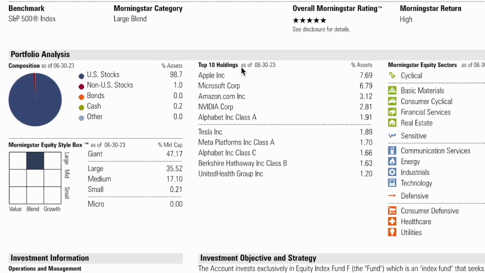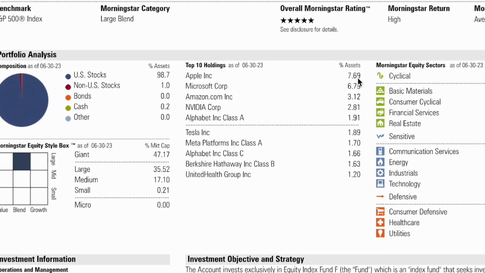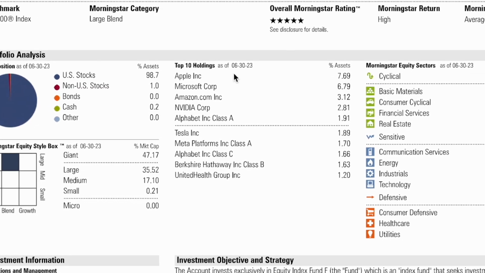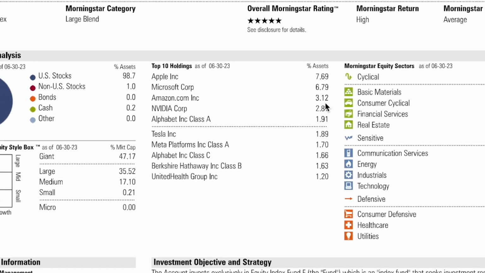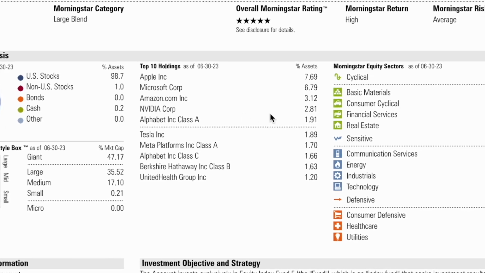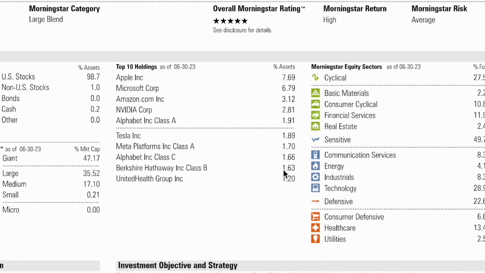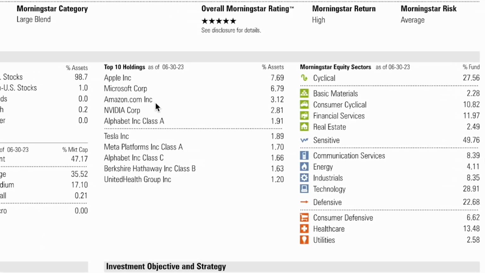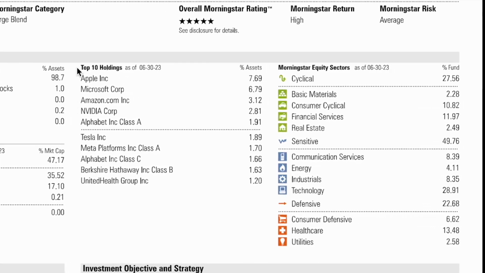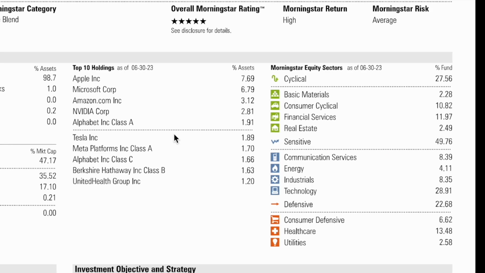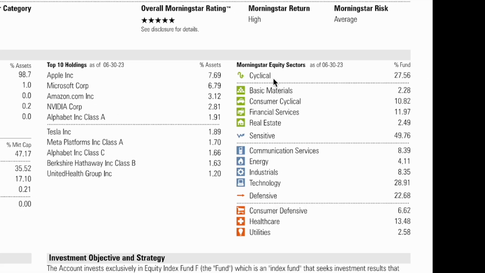Next is the holdings, the top 10 holdings, and you can see the percentage of assets. Apple makes up 7.69% of this fund. Microsoft makes up 6.79%. Amazon makes up 3.12%. Nvidia makes up 2.81%. Alphabet makes up 1.91%, and the list goes on. So if you're looking for growth companies, you're pretty much getting 10 right here if you were just to invest individually in them. So you have a good basis and you recognize the companies. Next, you can see what sector they're in.